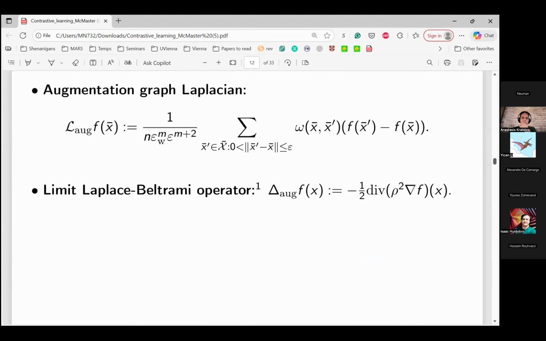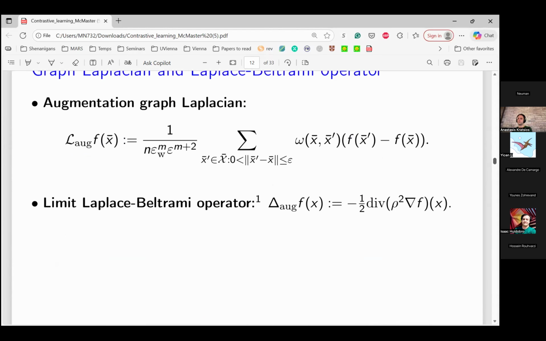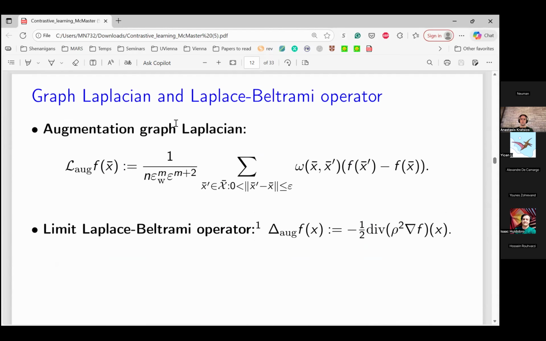Okay, so now that I've introduced every parameter, I can discuss the form of the graph Laplacian applied to a function on the augmentation graph at the augmented point x bar. First of all, it's a summation of a bunch of difference operators, f of x bar prime minus f of x bar, weighted by the edge weights between x bar and x bar prime, summed over all x bar prime in the neighborhood of x bar. Then you scale that by 1 over n.